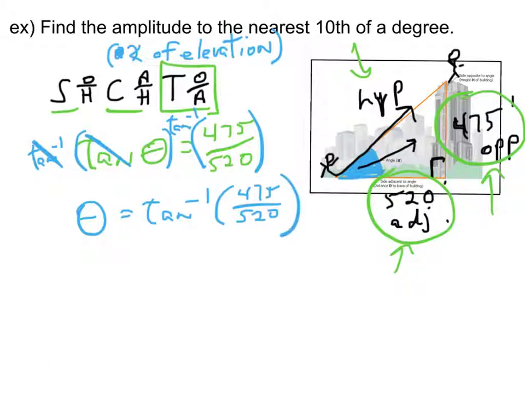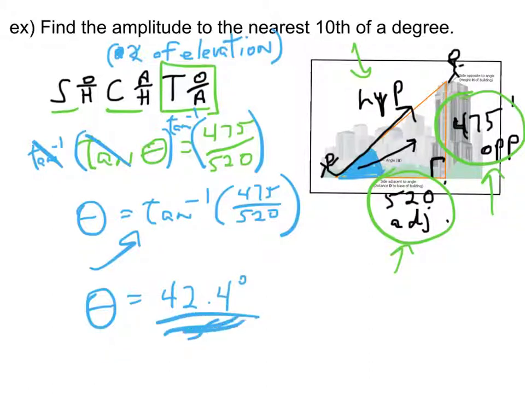That is the second tan function in your calculator. You're going to plug that in, look at your calculator, and round it to the right place. Here it says the tenth. So we should get a value of 42.4 degrees. So if I want to see my buddy up on top of that building, I have to look up 42.4 degrees from ground level. Pretty cool.